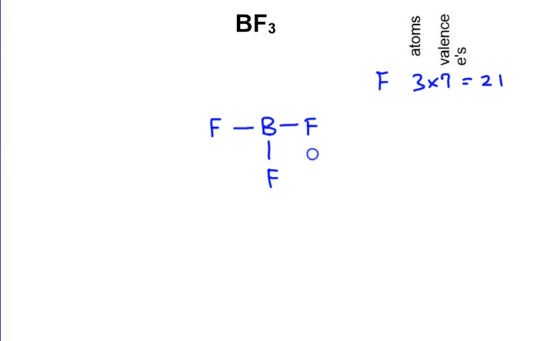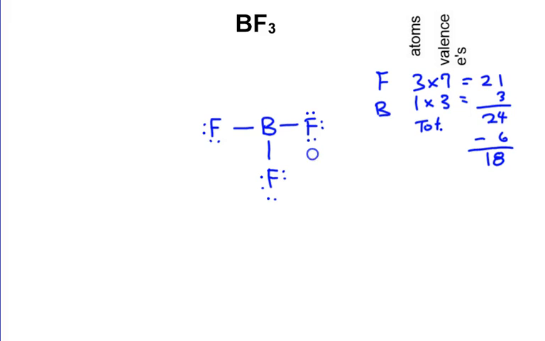And that gives us 21. And then we have boron for how many? 1 boron, and how many valence? 3. 3 and 21, you get 24 as your total. And now, how many are in that Lewis structure already? 6, good. So we're going to subtract that out, we get 18. And then we go back to the Lewis structure, and we got to pass out 18, right? 2, 4, 6, 8, 10, 12, 14, 16, 18.